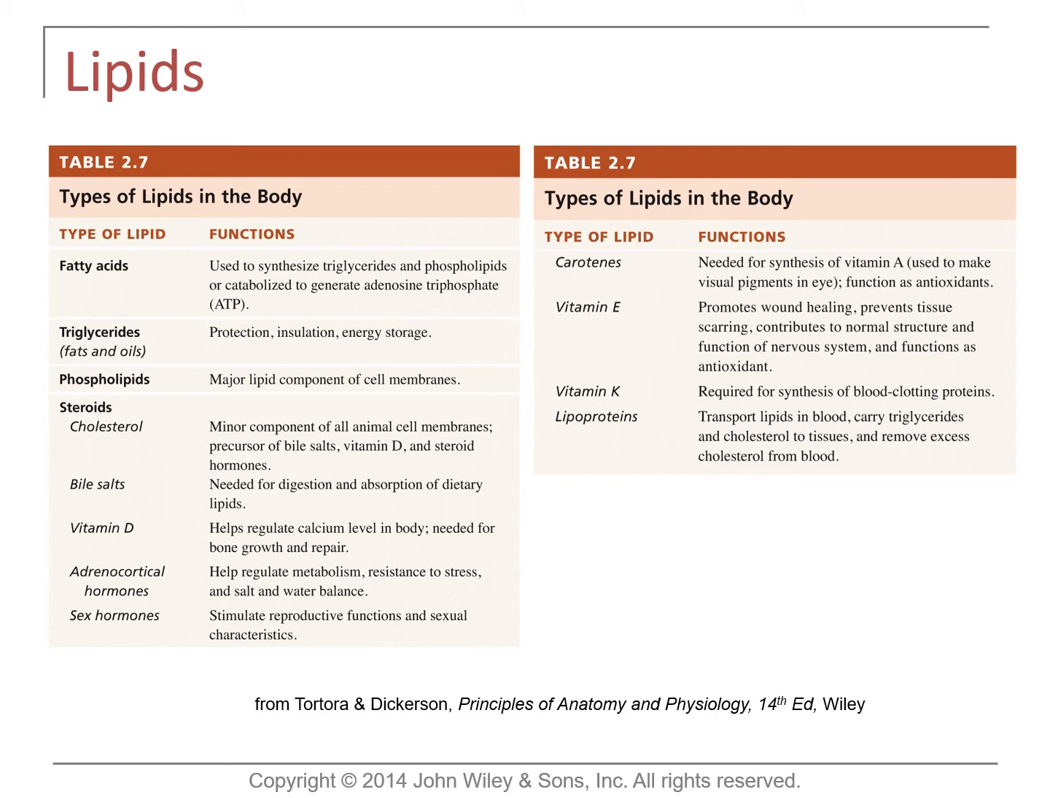This table summarizes the various types of lipids and their functions. Please go over it. Note that the fatty acids, which are parts of triglycerides and phospholipids, are used to synthesize these larger molecules, but can also be broken down to generate ATP. So the products of fatty acid catabolism can enter Krebs cycle and be reduced to the coenzymes, which are then used to make ATP. So they are a major source of energy for your body.